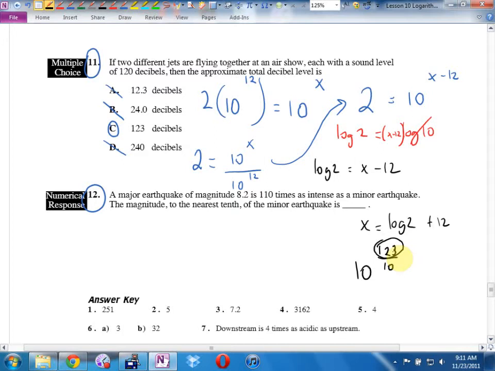Is that all right? So how will this show up on your test? I'm probably going to put one multiple choice logarithmic scale question and one written logarithmic scale question. And it'll be on pH, decibels, or Richter scale. Okay?